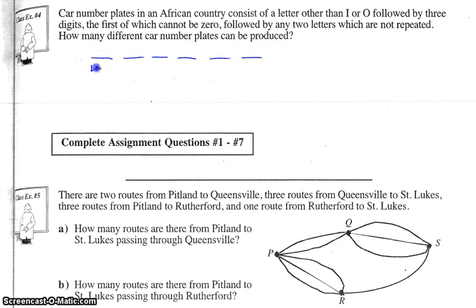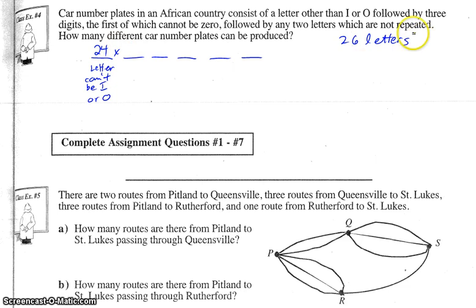First one has to be a letter, and it can't be I or O. Now there are 26 letters in the alphabet, so if we remove I and O, then we have 24 choices.